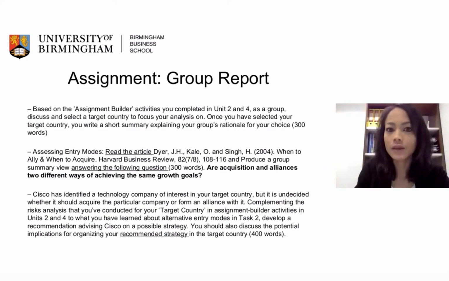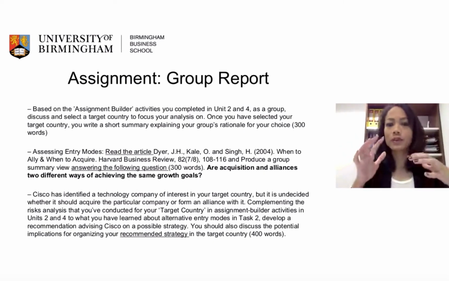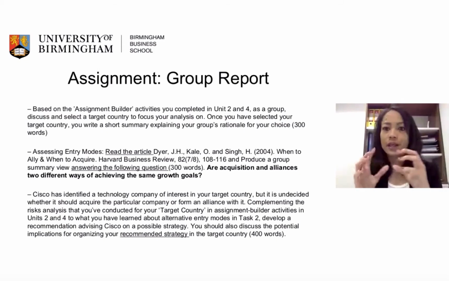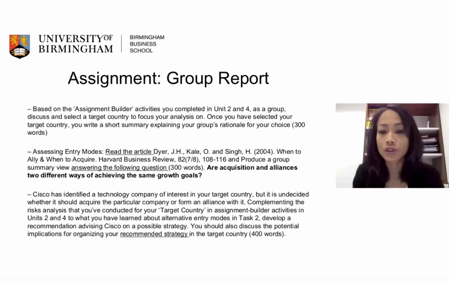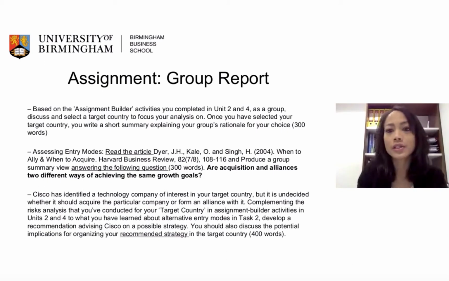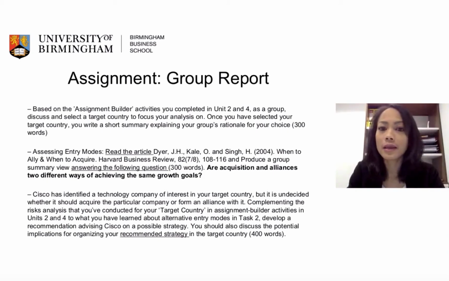You can see here there is a link between individual assignment builders and the group activity. There are 3 tasks to accomplish as a group. You have to make a choice about which country you're going to select, and you have to focus your analysis on that. Then you need to provide a rationale for that choice, and based on that, you take the second task. You need to read the article, and then you are asked to answer a question: are acquisitions and alliances two different ways of achieving the same growth goals?